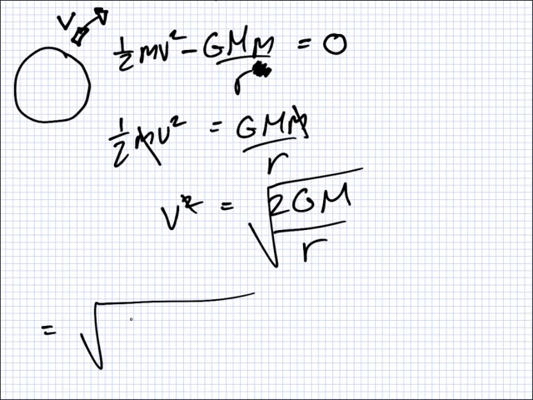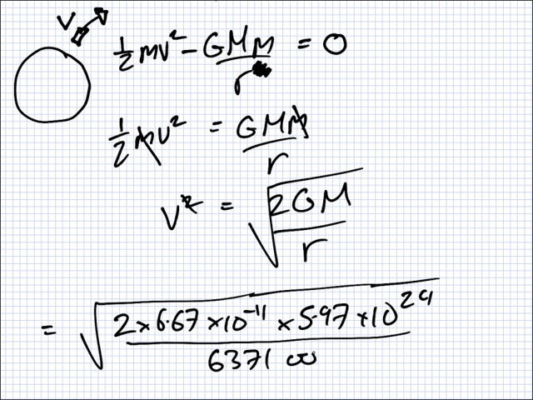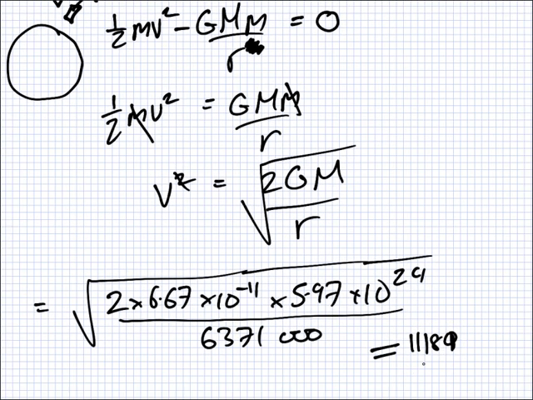So that's square root of 2 times 6.67 times 10 to the minus 11 times 5.97 times 10 to the 24, the mass of the Earth, and then over the radius, 6371. Oh, so this should be a pretty big number. It's pretty fast. 11180. So that is 11.2 kilometers per second.